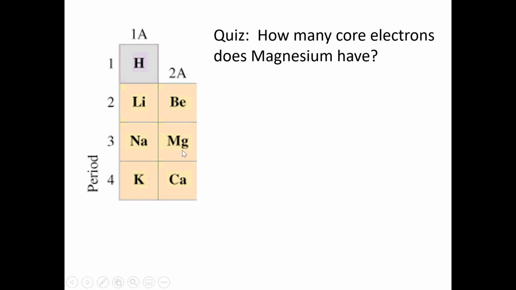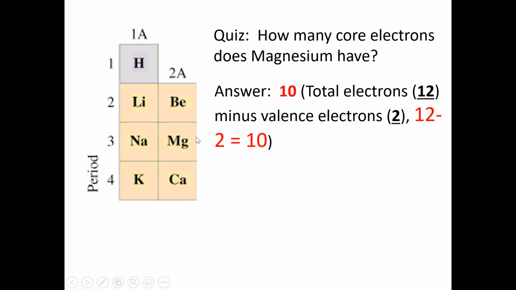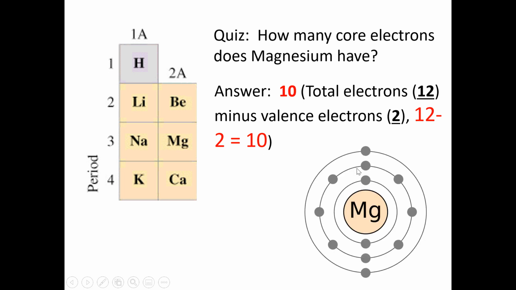So how many core electrons does magnesium have? I should tell you too that magnesium's number 12. This one annoyingly doesn't have it. So you would do 12 minus the 2 valence electrons, and that would be 10 core electrons. So we can count them here. 1, 2, 3, 4, 5, 6, 7, 8, 9, 10 core electrons.